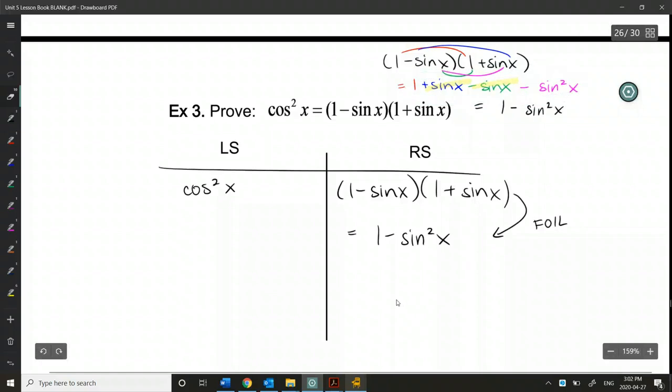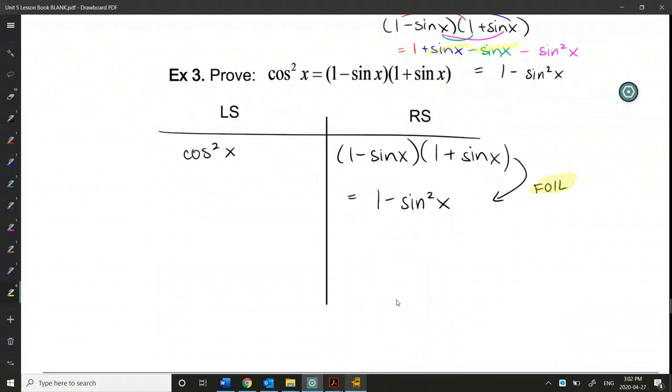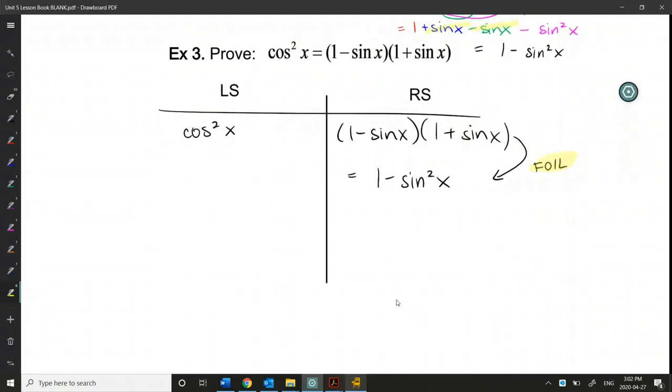So I don't need to see this whole FOILing thing every time. I trust that you guys know how to FOIL. And I also don't need to see this. I'm just doing this for the purposes of our lesson right now. Okay, 1 minus sine squared x.